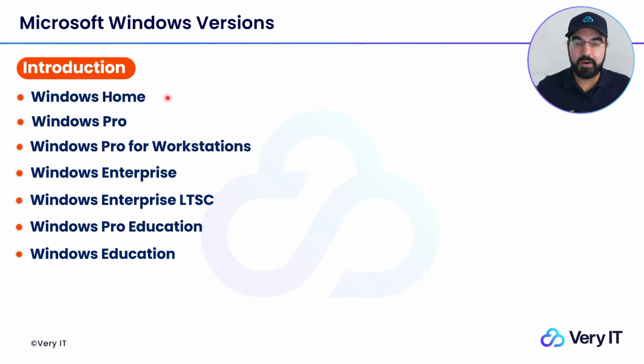Here we'll be covering the different versions of Microsoft Windows, their respective features, as well as their use case. So we have Microsoft Windows Home, Microsoft Windows Pro, the Microsoft Windows Pro for workstations, the Microsoft Windows Enterprise, the Windows Enterprise LTSC, the Windows Pro Education, and lastly, Microsoft Windows Education.